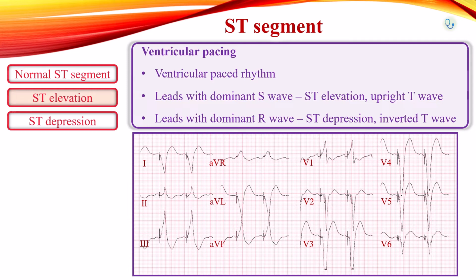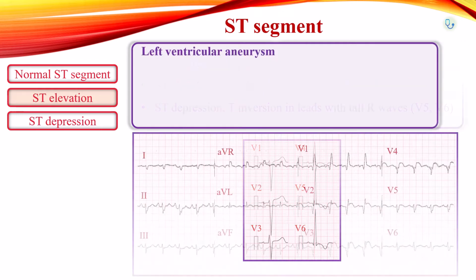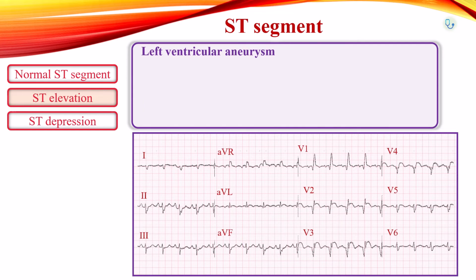There is appropriate discordance, with the ST segment and T wave directed opposite to the QRS complex. In left ventricular hypertrophy, EKG changes may show ST elevation in the leads with deep S waves, usually V1 to V3, ST depression and T wave inversion in the leads with tall R waves, leads V5 and V6 in this figure. Left ventricular aneurysm formation is a complication of acute STEMI, causes persistent ST elevation on the EKG.